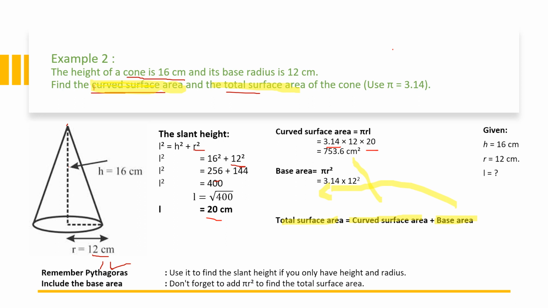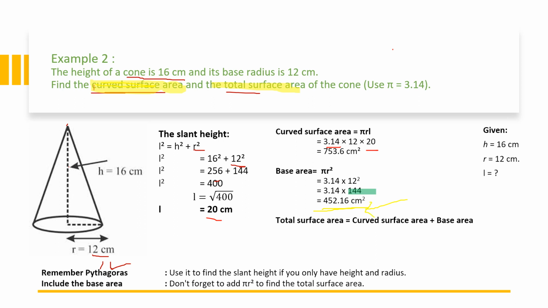Base area is equal to pi r square, 3.14 into 12 square. That is equal to 3.14 into 144. So that is equal to how much? 452.16 centimeter square. You should know multiplication properly.